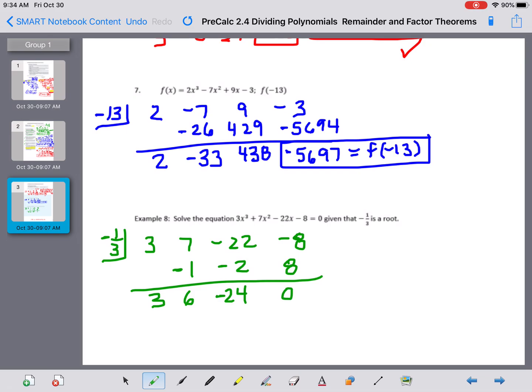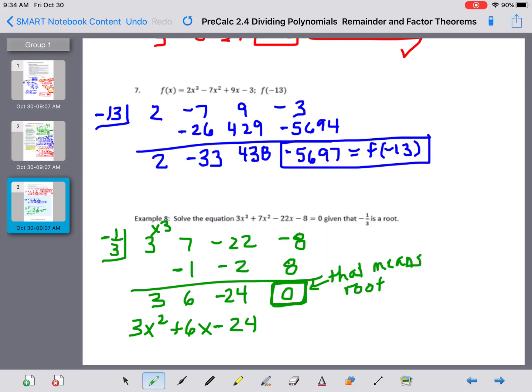Okay, this is super important. If you get a remainder of 0, that means that you have a root, okay? And I know it seems funny to say, well, we already knew it was a root. They told us it's a root, okay? That's fine. But what this allows me to do is remember this one was the x cubed, x squared, and so on. Because I divided out that root, I've dropped my power, and I'm now down to 3x squared plus 6x minus 24 as my remaining polynomial, okay?